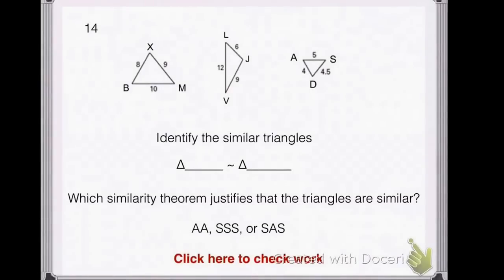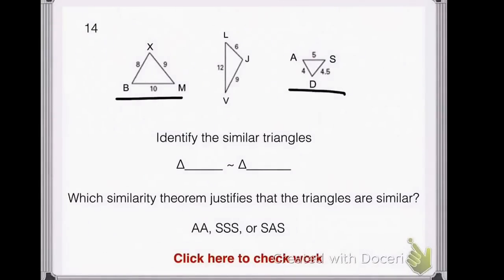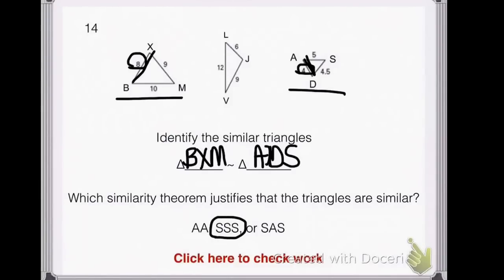On this one, again, I need to identify the similar triangles. So if I look at this one, the first one and the last one, again, I notice they have a scale factor of 1/2 for all three sides. So if I name this side, I could say B, X, M. If I look at the side that's 4, I would say A, D, S. Again, what similarity theorem justifies, I'm only giving information about sides, so it would have to be side, side, side.